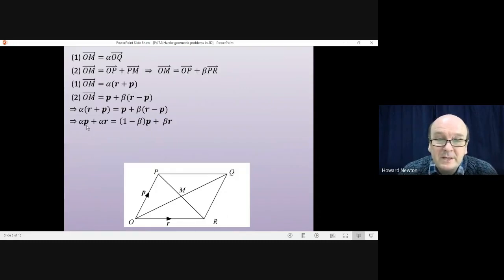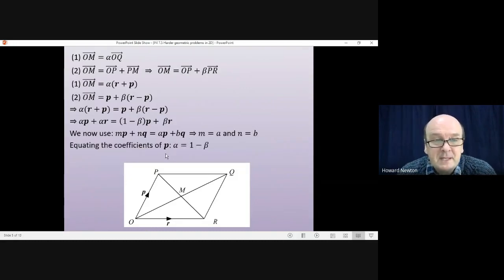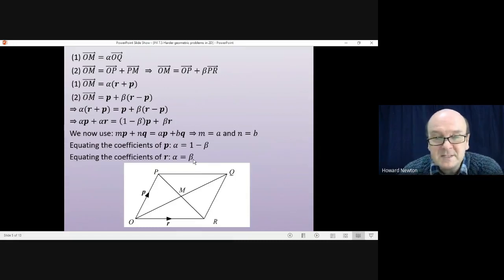So you've got some linear combination of p and r is equal to some other linear combination of p and r. That means the coefficients of p must equal each other, the coefficients of r must equal each other. So that's the idea we're using. Equating the coefficients of p gives us alpha on the left-hand side equals 1 minus beta on the right-hand side. And equating the coefficients of r gives us alpha on the left-hand side equals beta on the right-hand side.